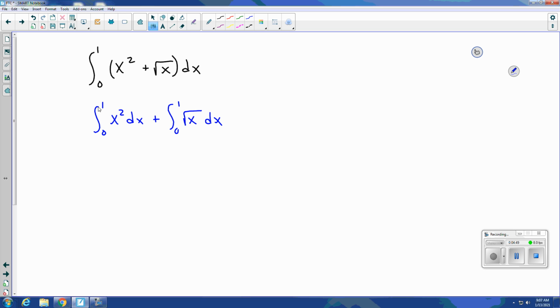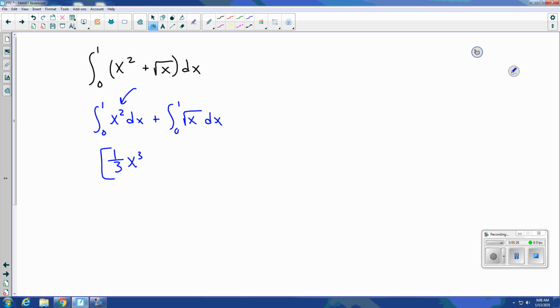So if I add 1 to the exponent, I get 3, and then I have to divide by that new exponent, and I get x cubed over 3, which is equivalent to 1/3 x cubed. Now, to check to see if my antiderivative is correct, if I take the derivative of this, I should get what's inside of my integral. And when I apply the power rule for differentiation, I get x squared. So 1/3 x cubed is the antiderivative.